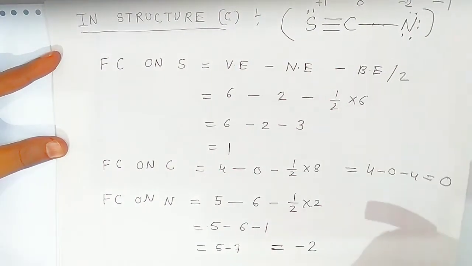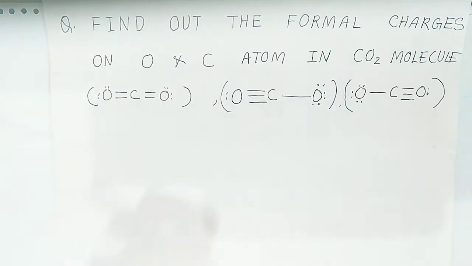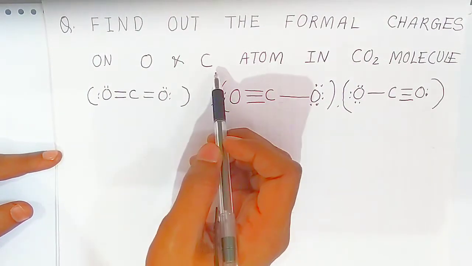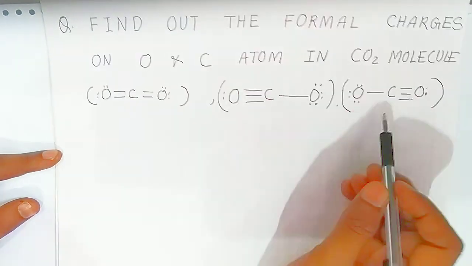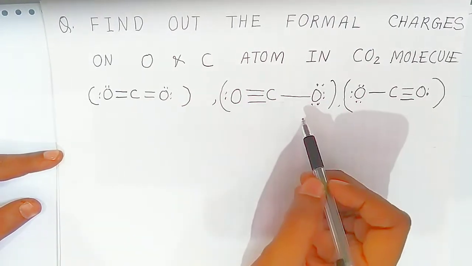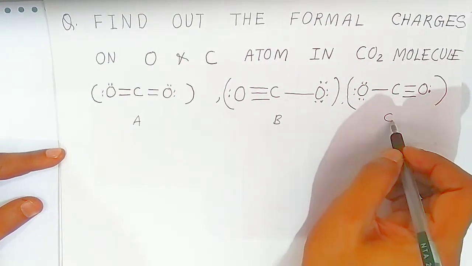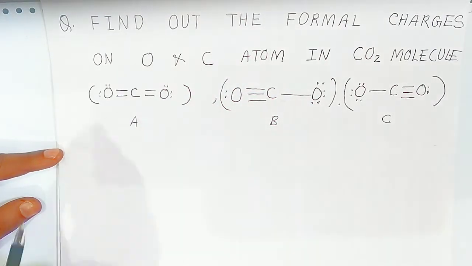of the compound thiocyanate. Okay students, one more example we are going to see. In examination they are asking, find out the formal charge on oxygen and carbon in carbon dioxide molecule. Now students, the carbon dioxide molecule is present in 3 forms, which I have already shown in the Lewis dot structure. This is structure A, this is structure B, and this is structure C. So we are going to find out the formal charge on oxygen and carbon in all the structures.